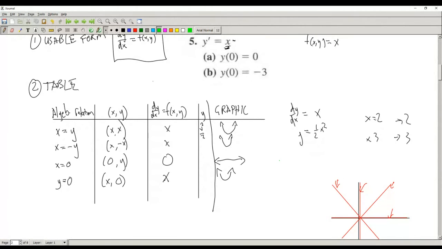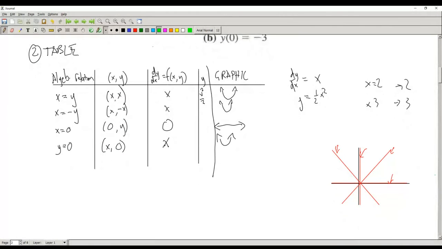let me flip to a new color so it'll be easier to see. Okay, so what we know is, let's start with x equals y. So we know that our gradient is equal to x. So when x is 0, we know our gradient is a horizontal line. When x equals 1, we know it's 1. X equals 2, it'll be 2.